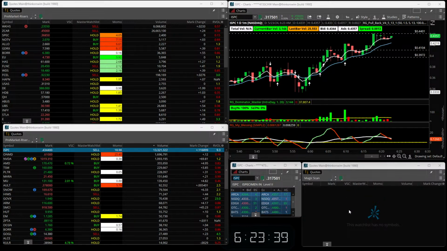Magic scan is empty. That should tell you the story of this morning. Usually it has one or two in it by now. ISPC at resistance at 44 cents.